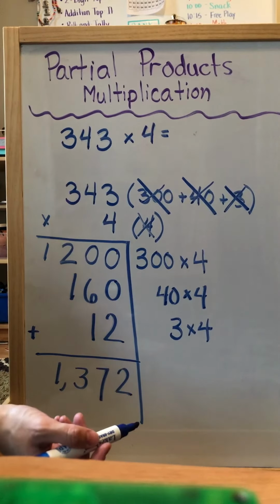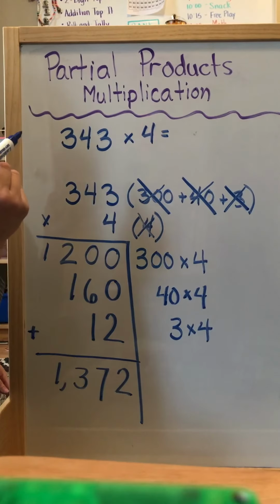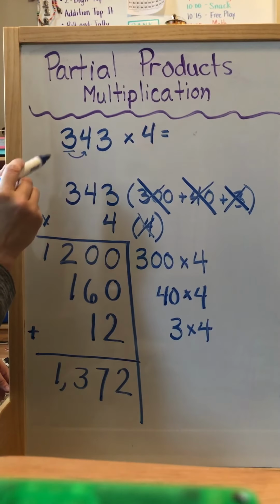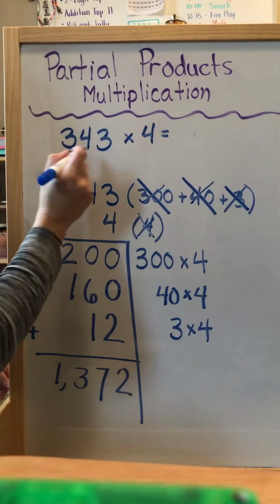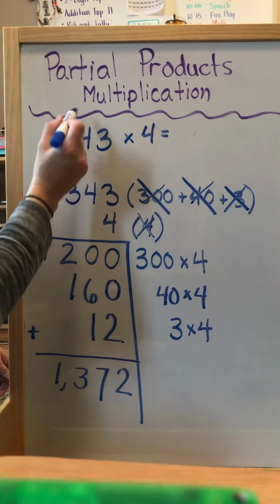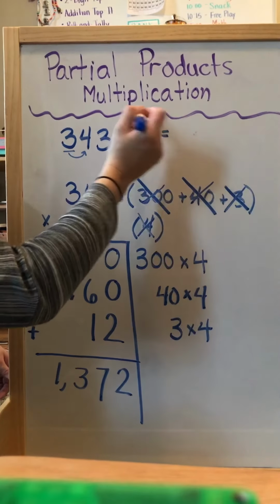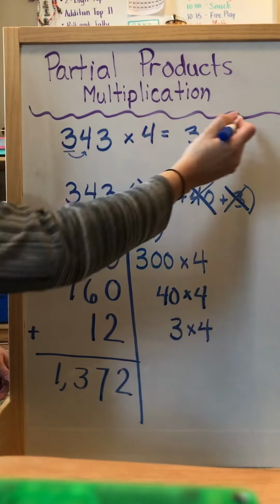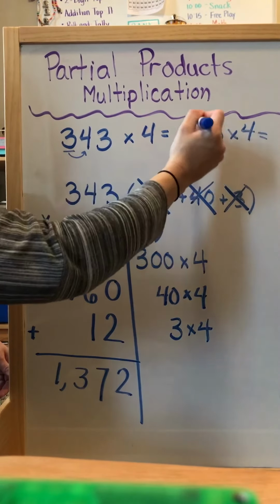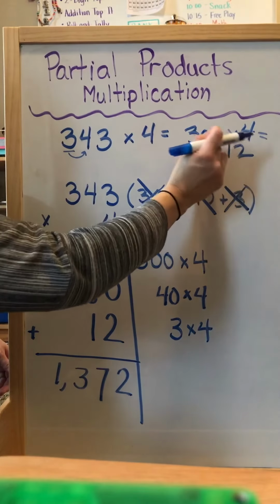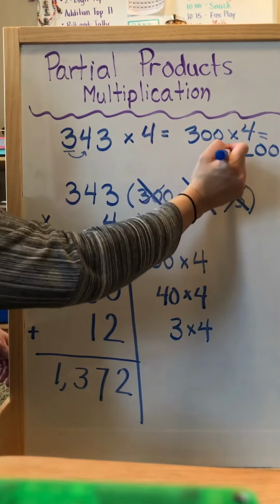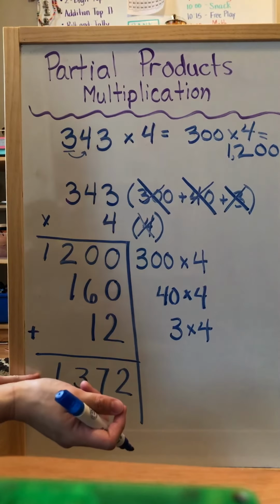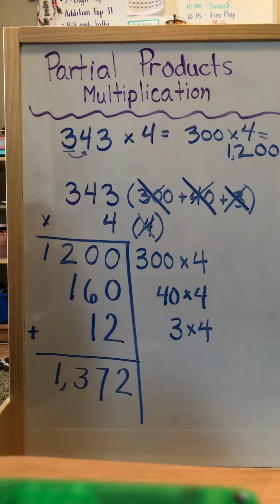Again, we can estimate to make sure our answers are reasonable. So find the place, look next door. Oh, that's 4 or less. We let it rest. So 343 we'll round to 300, and 4 is one digit, so it stays the same. 3 times 4 is 12, tack on my 2 zeros, so my estimate is 1,200, which is pretty close to 1,372, so I could say that it's reasonable.